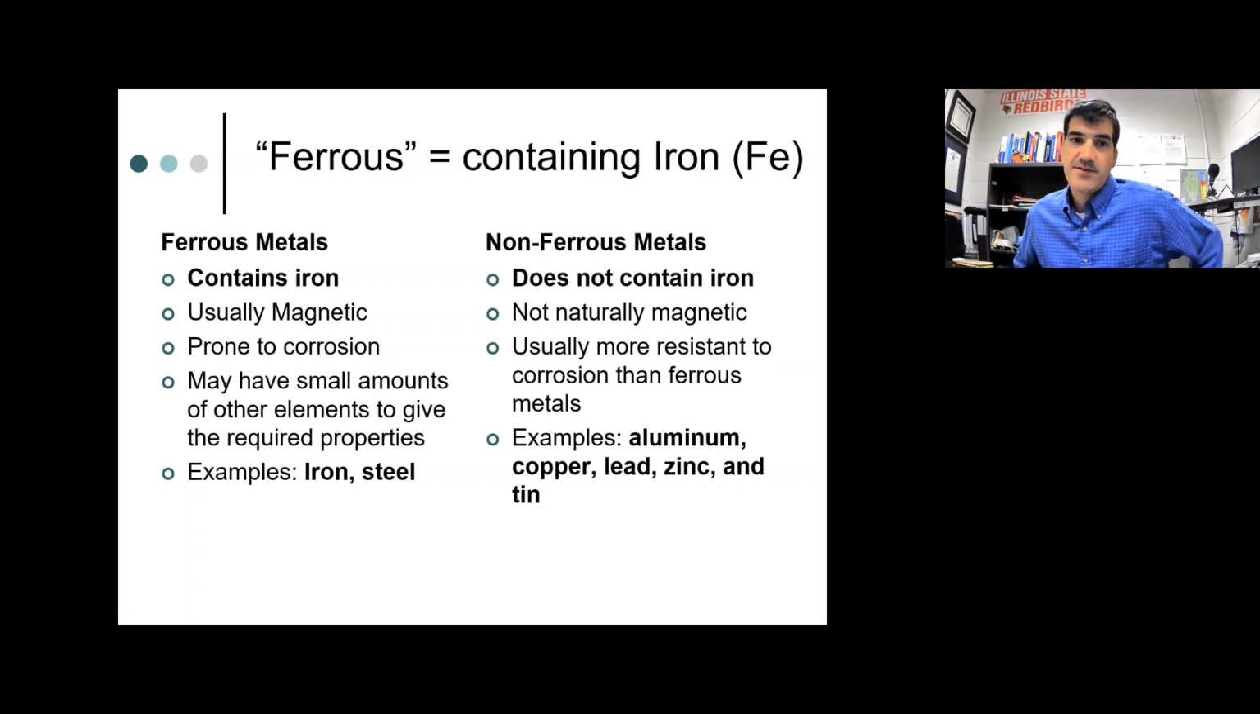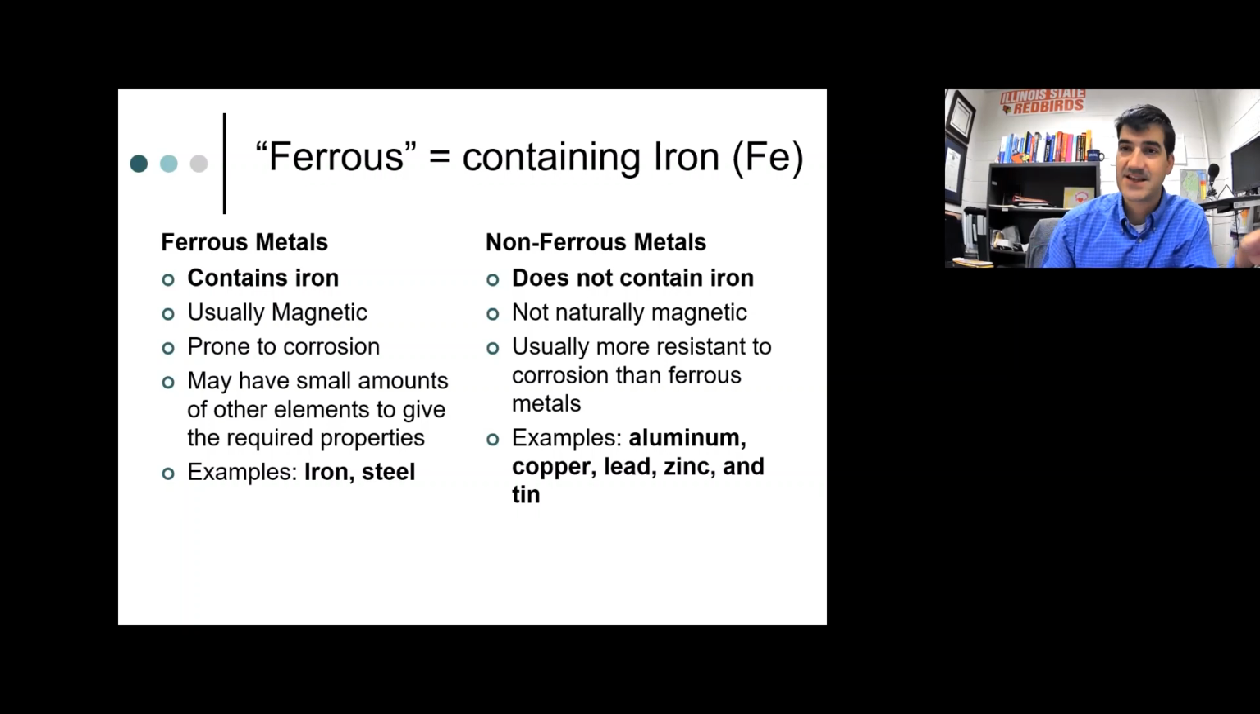Usually ferrous metals are magnetic, although there are contrary examples that aren't. They're also usually prone to corrosion, although stainless steel is still a ferrous metal because stainless steel still contains mostly iron. But you can make some stainless steels that are pretty corrosion resistant. But in general, ferrous metals are more prone to corrosion than non-ferrous metals.